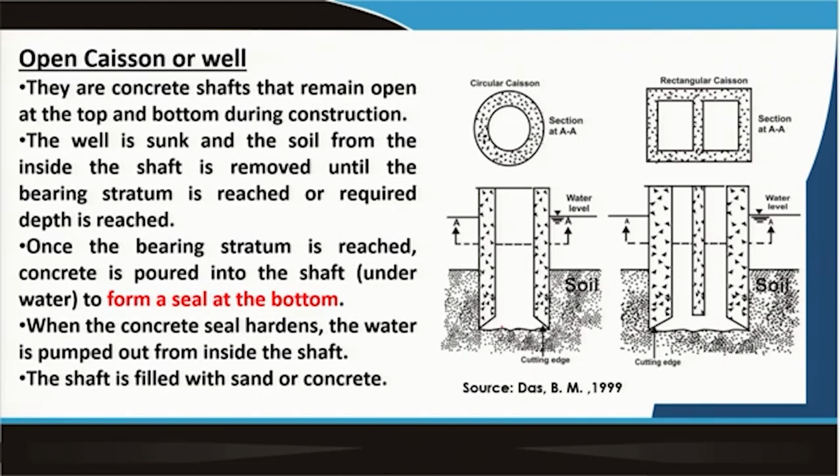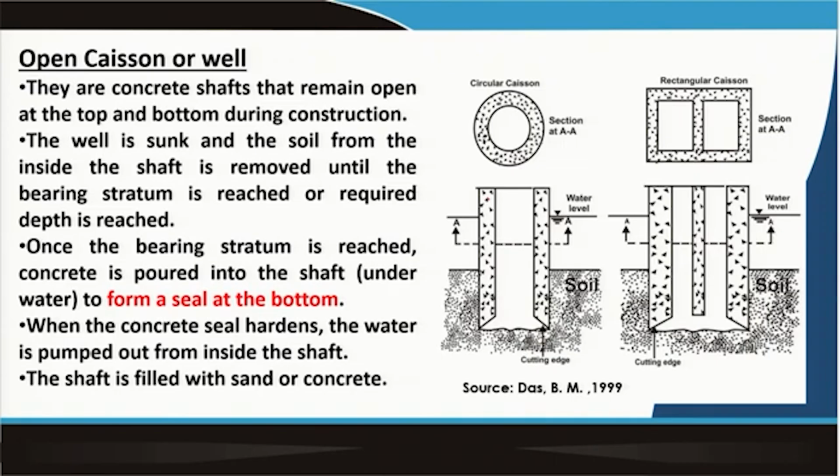So, they are concrete shafts. This is basically a hollow cylinder or hollow shaft, where this is the concrete which has a thickness, and then it is hollow and open, it is open at the top and the bottom is also open. So, this is a hollow shaft which remains open at the top and at the bottom during construction. That means this hollow shaft is constructed within that soil, within the river bed, and during the construction the bottom and the top will be open.